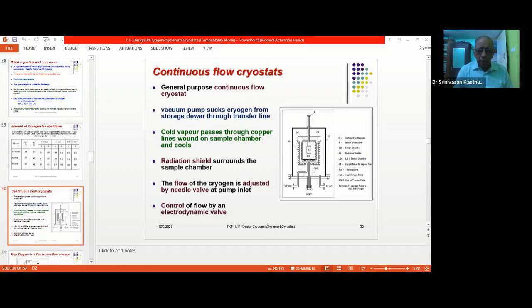In the earlier section, we saw the design of storage vessels as well as standard cryostats, glass as well as metal cryostats. See, there are also other types of cryostats, which are called continuous flow cryostats. Let me make this full screen. I think I have not done that.